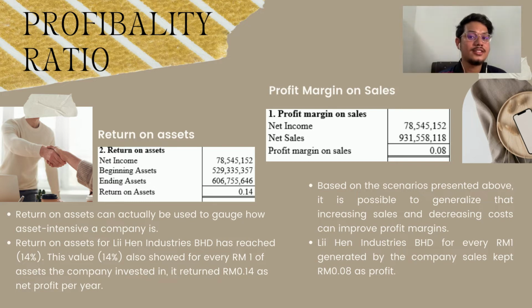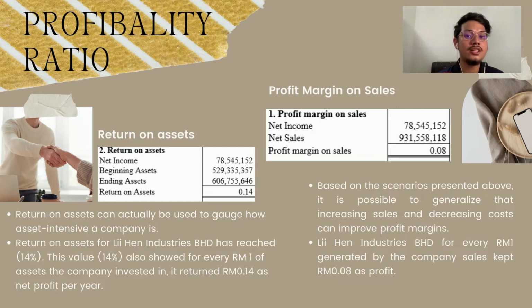Next is return on assets. The value for return on assets shows a high value for the company. Return on assets can actually be used to gauge how asset intensive a company is. In other words, Lihin, an industry with a higher return on assets, will unfortunately be less asset intensive. Generally, the return on assets for Lihin reached 40%.